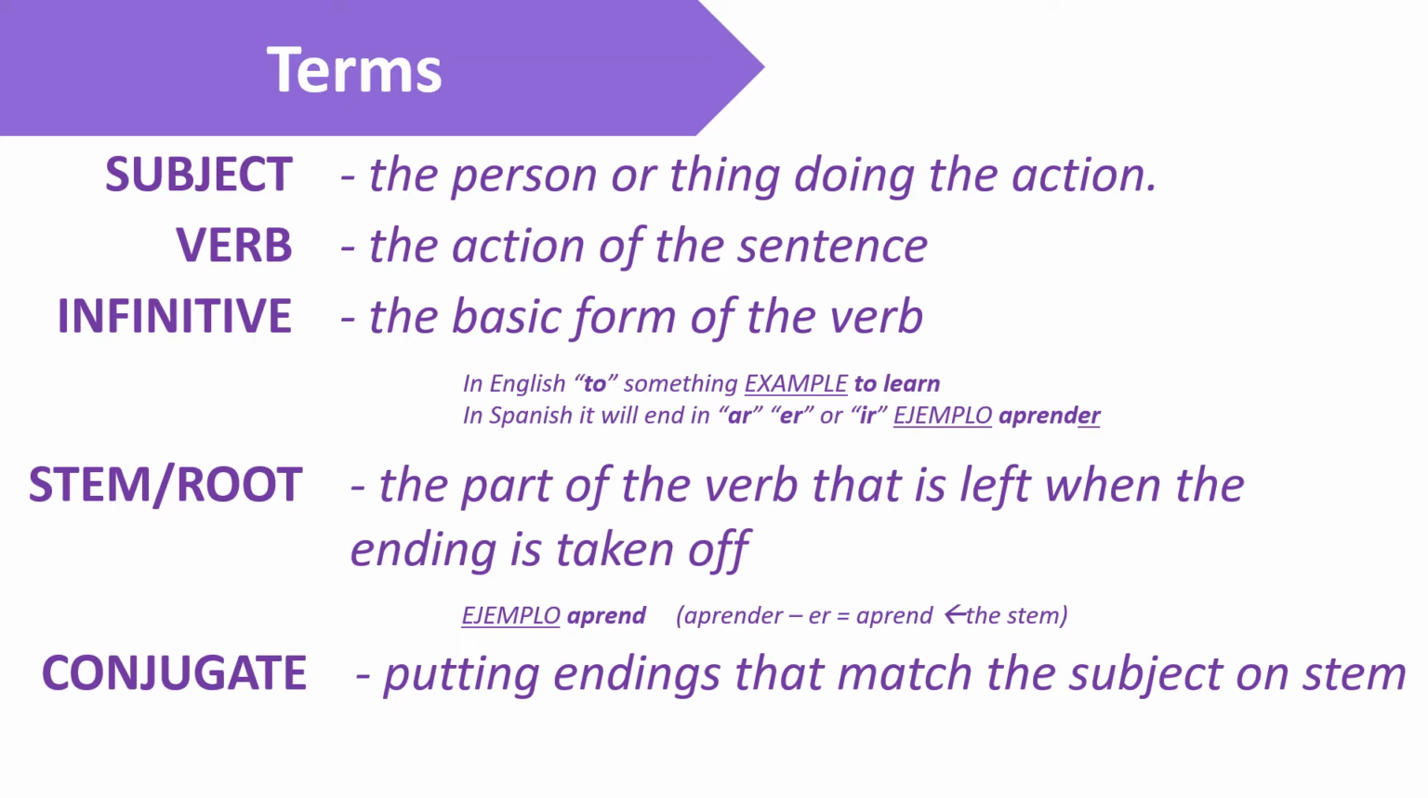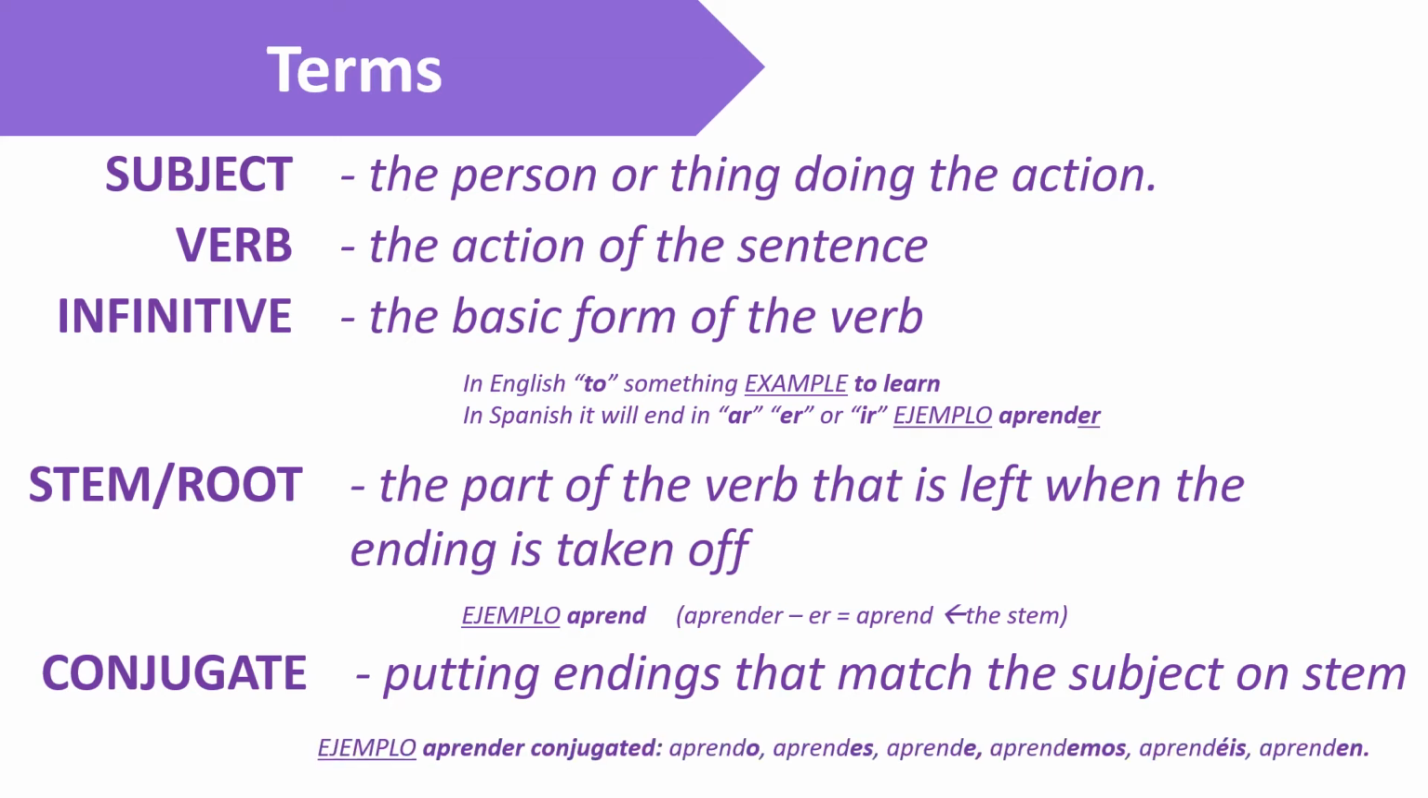For example, aprender conjugated is aprendo in the yo form, aprendes in the tú form, aprende in the él, ella, and usted form, aprendemos in the nosotros form, aprendéis in the vosotros o vosotras form, and aprenden in the ellos, ellas, y ustedes form.